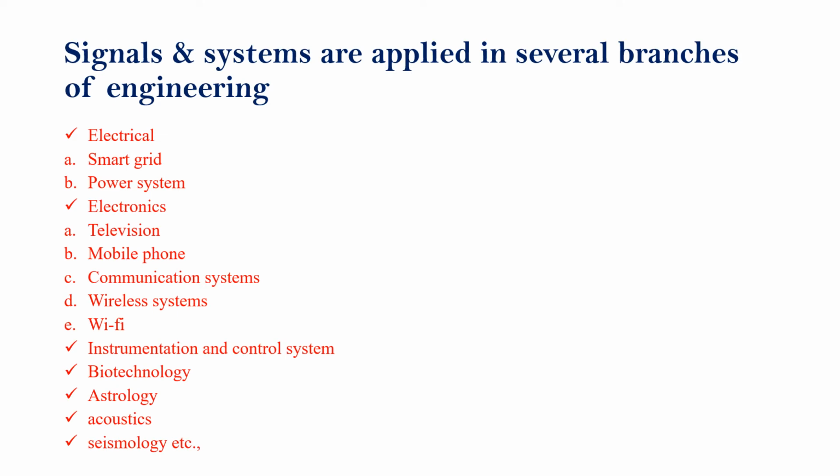Next, I am going to explain what are the branches where signals and systems are applied. The first one is electrical. Under electrical, it is applied to smart grid and power system, etc. Then electronics: television, mobile phone, communication system, wireless system, Wi-Fi, etc. And instrumentation and control system, biotechnology, astrology, acoustics, seismology, etc.